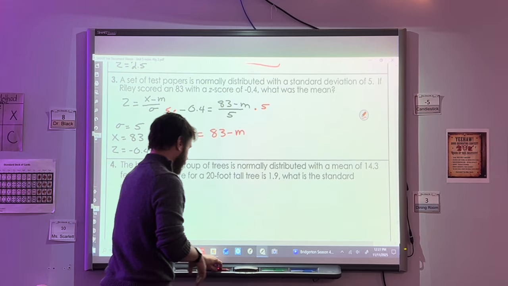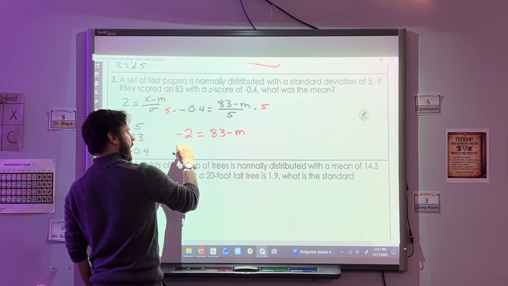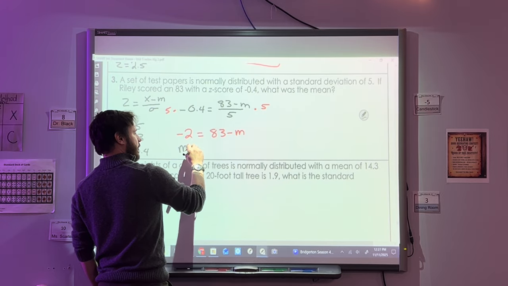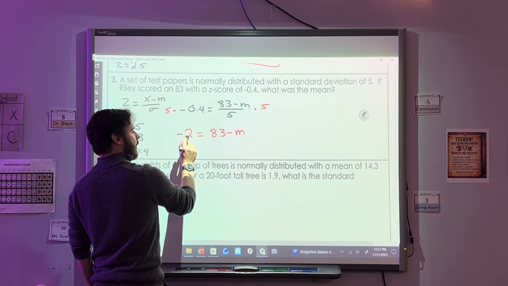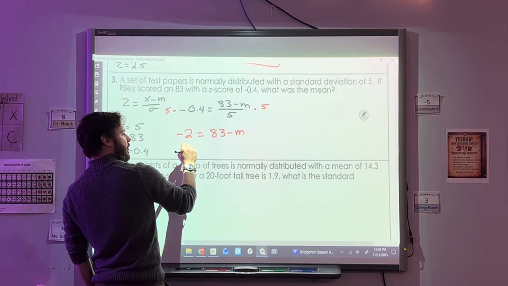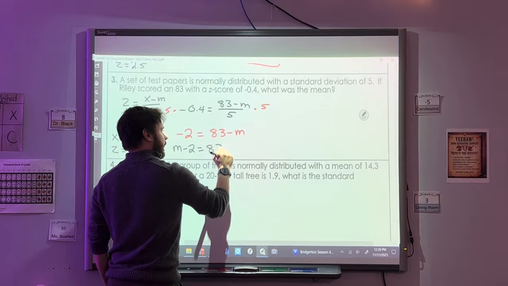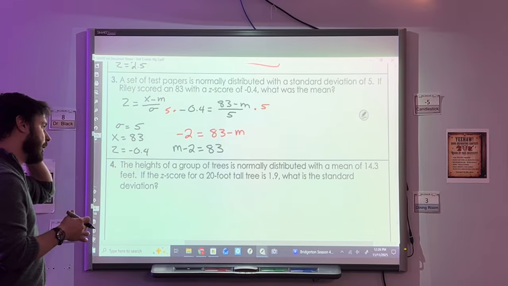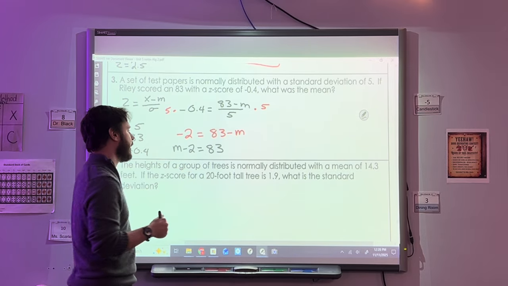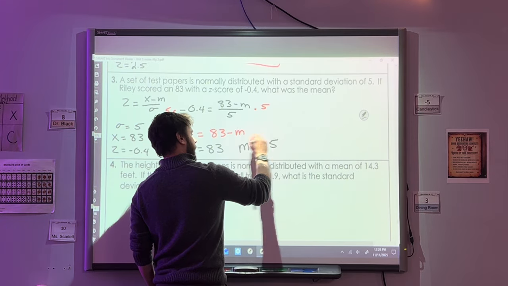Now with a little algebraic maneuvering, I want to move the m over here so it's positive. I'm going to add m to both sides. And if I'm going to add m over here, I got to take this away. I'm going to add that. Actually, no, let's not skip that step. I'm going to add m to both sides. That's what it looks like if I just shift that m. Now I'm going to get this 2, and I'm going to get that 2 over there by adding it. The mean was 85.